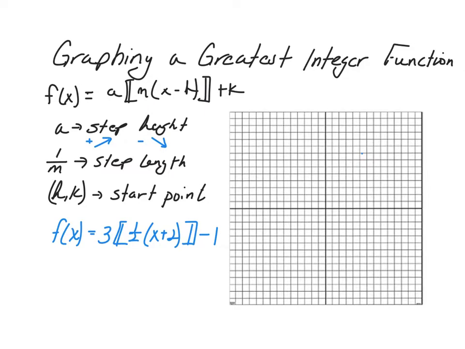All right, so we're going to talk about greatest integer functions and how you graph them. First things first, you have to have your variables memorized in the regular function. So here's the function. First, the notation for greatest integer will be brackets. And then you need to know what the a will do, the m will do, the h, and the k.